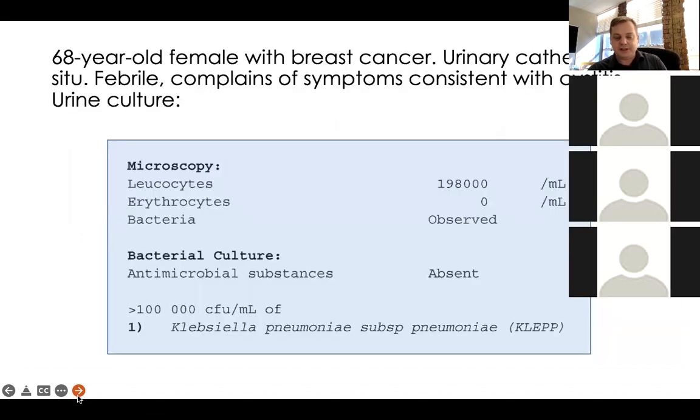I'll give you one example here. This is a 68-year-old female we saw recently who had breast cancer. She had a urinary catheter in situ. She had symptoms of a cystitis and she was febrile. They sent off urine. She has a lot of leukocytes there, 198,000. A lot of bugs. She grew a Klebsiella pneumoniae, more than 100,000 CFUs per mL.